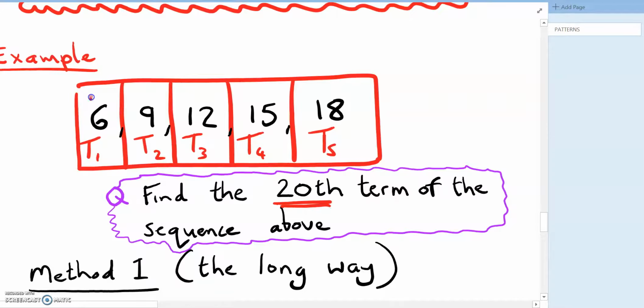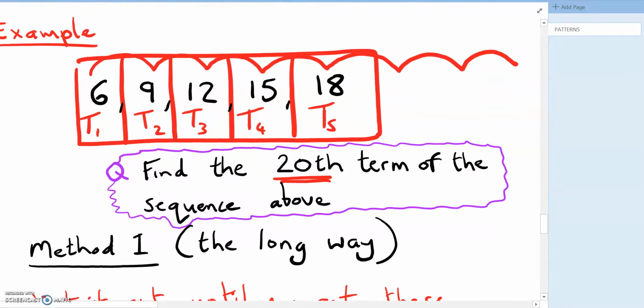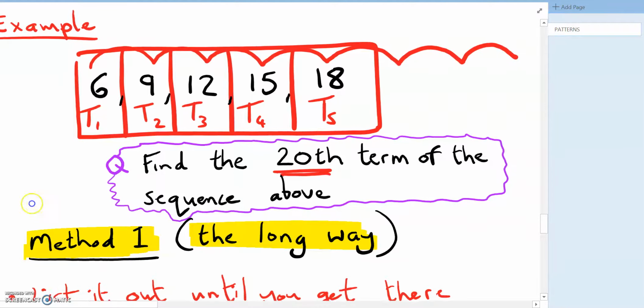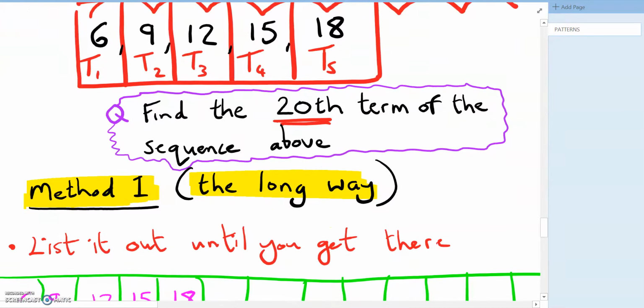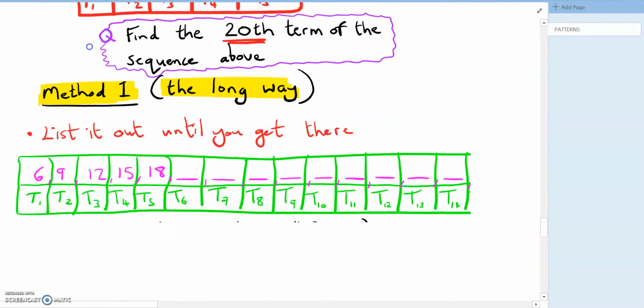So like we already figured out, it's going up by 3 each time. Okay, so we can use 2 different methods. Let's look at the first method, method 1. This is the long way. This is the way that I was already doing. So you have to list it out until you get there, basically.